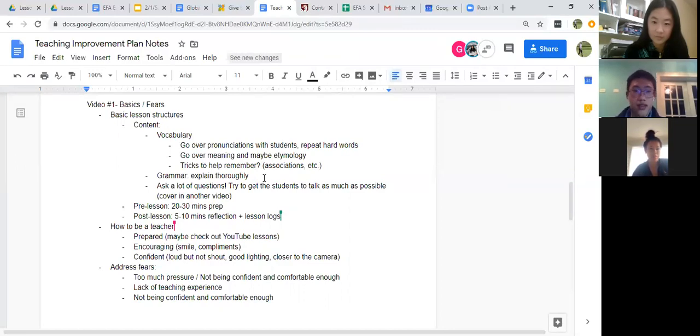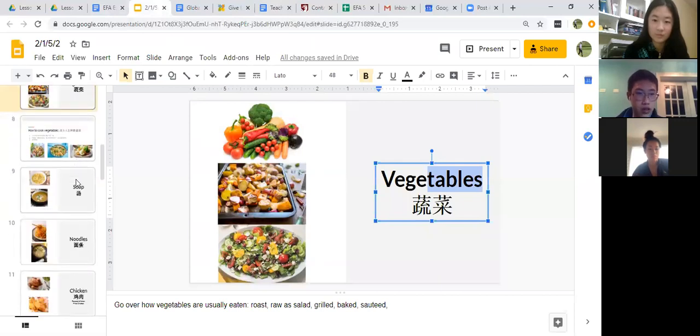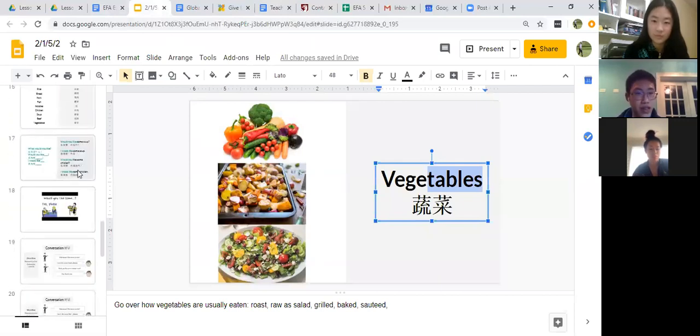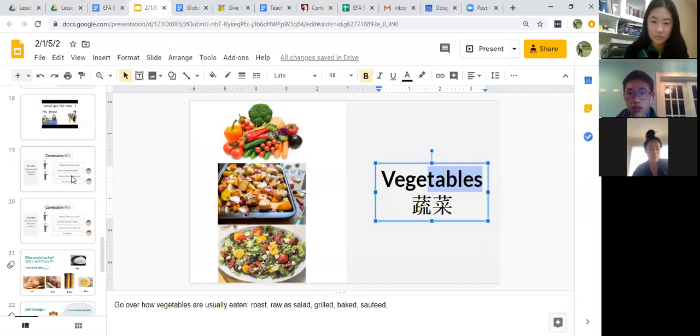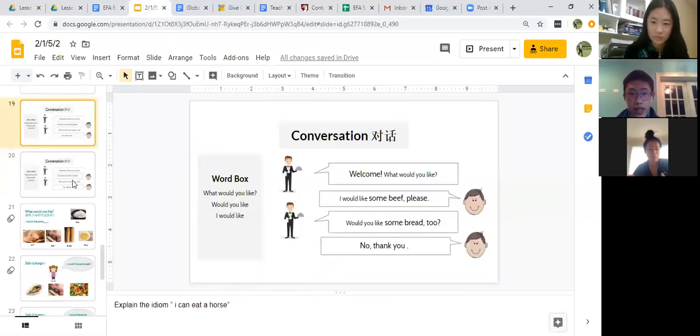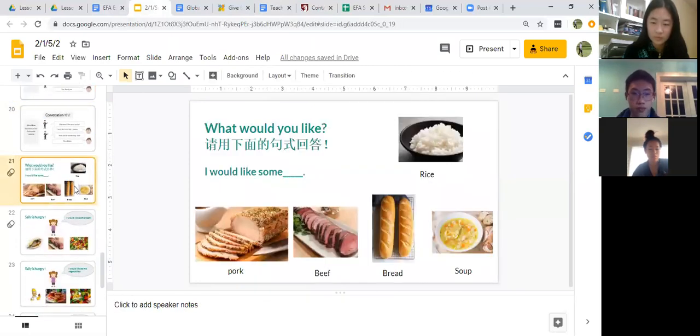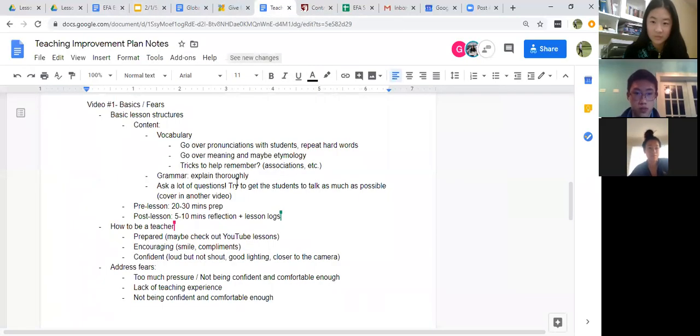The last part is just ask a lot of questions. In our lesson plans, we have a ton of activities and games, such as this filling the blank activity or this matching game. With these games, just try to be lively and try to engage the students as much as possible. Regarding which questions to ask and what kind of interactions you should have with students, we're going to cover that in a later video as well.